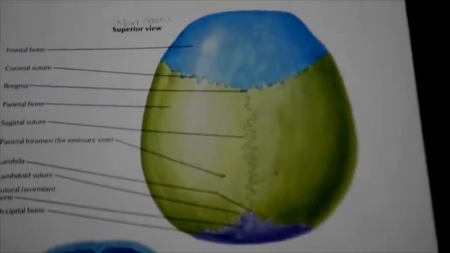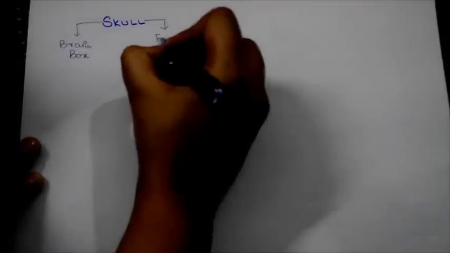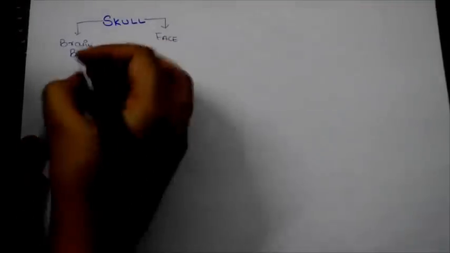Anyways, that is it. I'm dragging it a lot, but this is how it is. And this is the basics, so I just don't want to mess this up. This is the brain box. Skull can be divided into two parts, the brain box and the face. I'm gonna do it as fast as I possibly can.